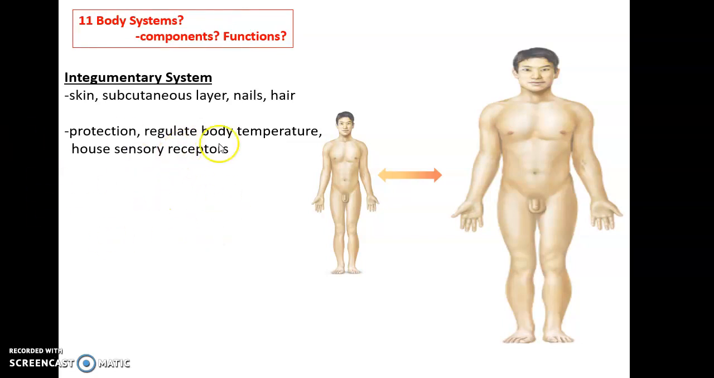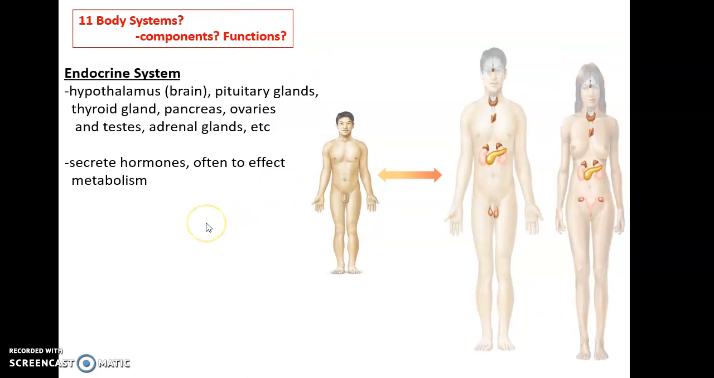And the skin is also involved in regulating body temperature. If you get too hot, you'll sweat, and the water as it evaporates from the sweat will lower your body temperature, for example. The endocrine system is a collection of diverse structures that all do one similar function, which is to secrete hormones, hormones that are often involved in regulating metabolism.